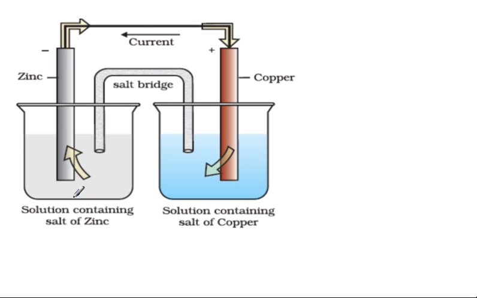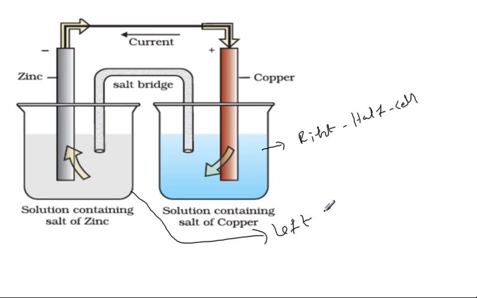The left side vessel contains the electrolytic solution of the metal. What metal are we using on the left side electrode? Zinc. So the electrolyte is a salt of zinc. For example, we can use zinc sulfate. The solution containing the salt of zinc can be zinc sulfate, ZnSO4. And similarly, the right side vessel includes the electrolytic solution of copper, that is copper sulfate, and the copper electrode. Each electrode with its solution is generally known as a half cell. So this is the right half cell. The other one is the left half cell.